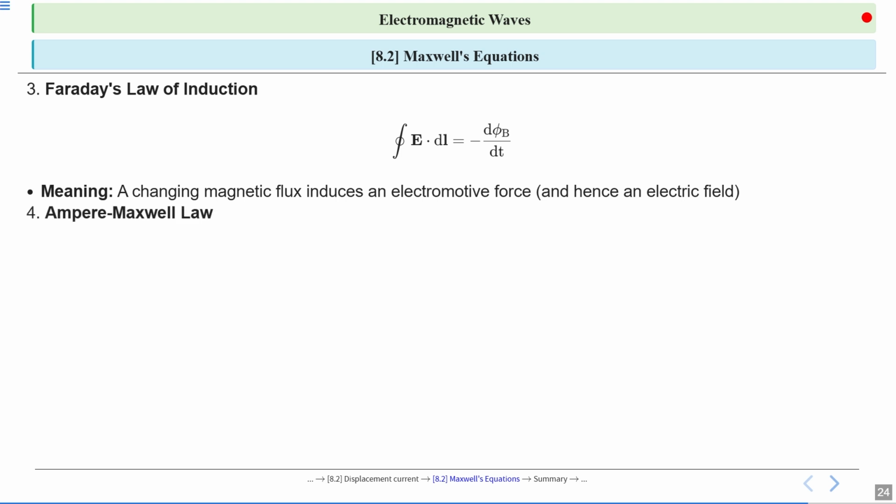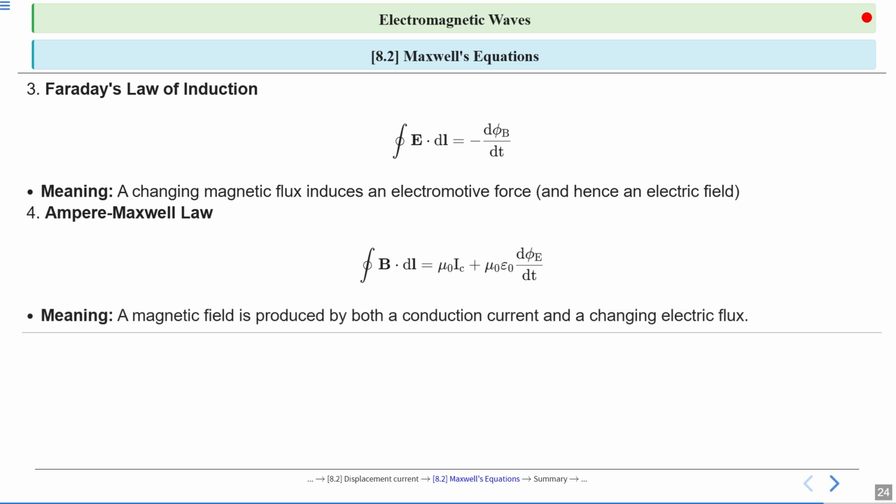Ampere's Maxwell law. This is the law in which Maxwell made some modifications. So closed integral B dot dl is equal to mu naught IC, that is conduction current, plus mu naught epsilon naught d phi E upon dt. Okay, so the meaning is that a magnetic field is produced by both conduction current and a changing electric flux, that is, by the displacement current.